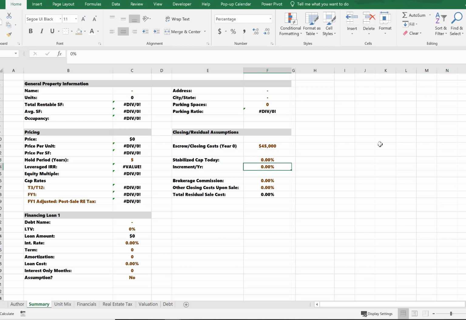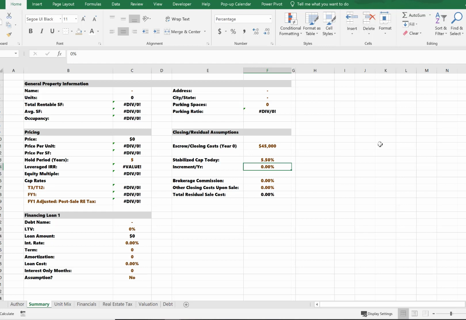So then the next two assumptions have to do with the residual, and specifically the residual proceeds you'll get once you go sell this apartment one day. So the stabilized cap rate today, I'm going to put in 5.5%. Be reasonable. Think about it in terms of, okay, if this property hit the market and it was in decently good shape, not a lot of deferred maintenance, what would the true cap rate be?